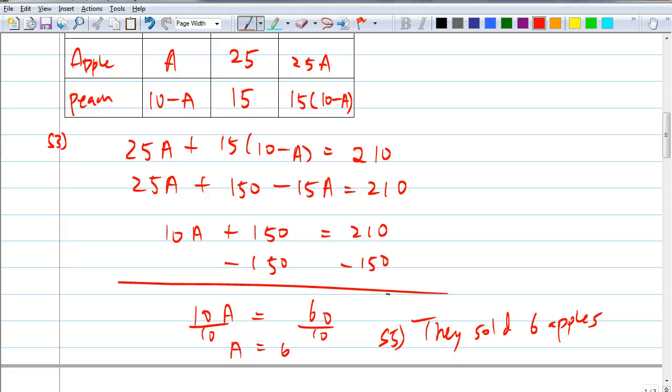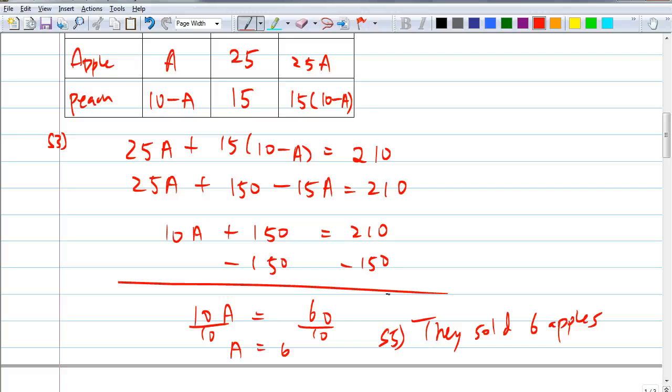If you have time. So they sold 6 apples is what they asked. They said, how many apples did they sell, right? Dana, does that make sense? And now, did they ask for how many peaches were sold? No, but could you figure it out if they asked you? How many peaches were sold then? Carolyn?